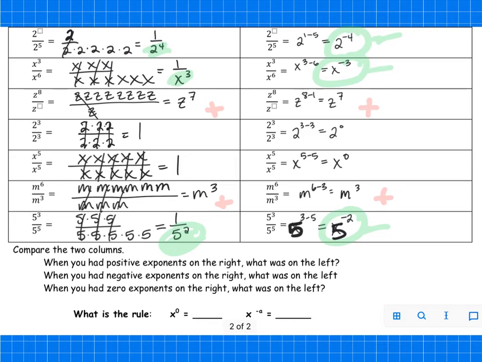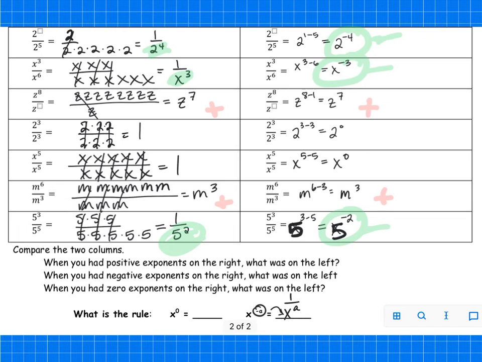So when I have a negative exponent, my rule then is 1 over x to the a. So x to the negative a becomes 1 over x to the a. And that's important to note because anytime you are simplifying, the expectation is that you simplify with no negative exponents.